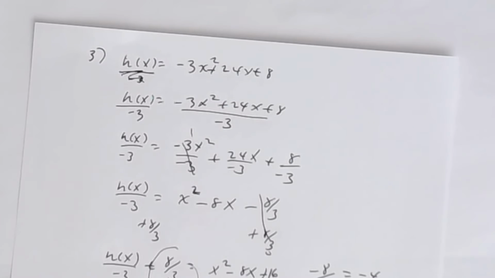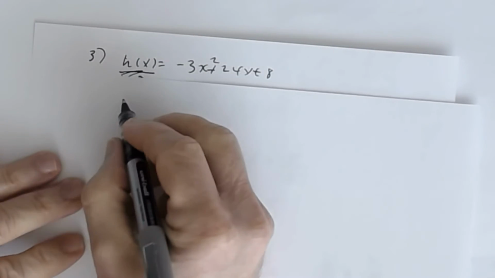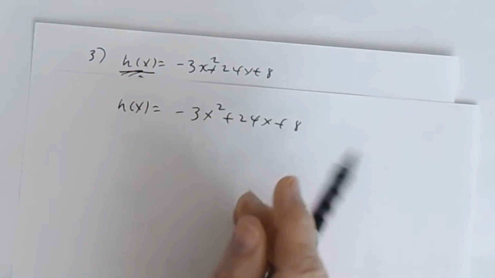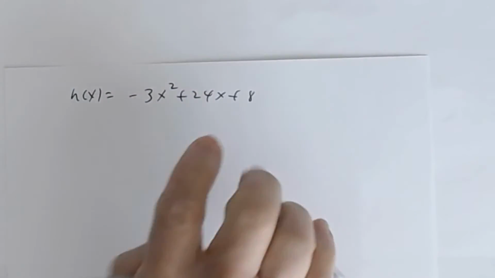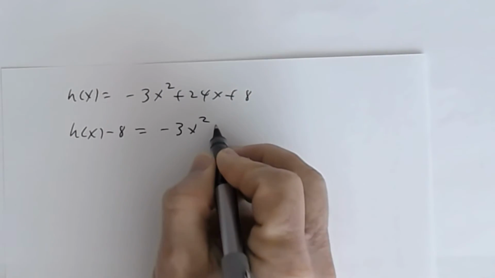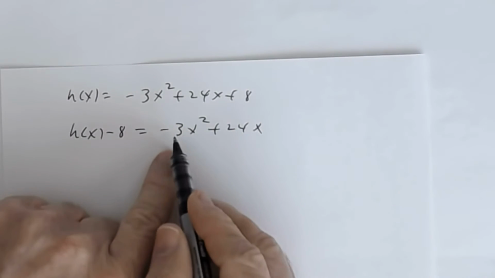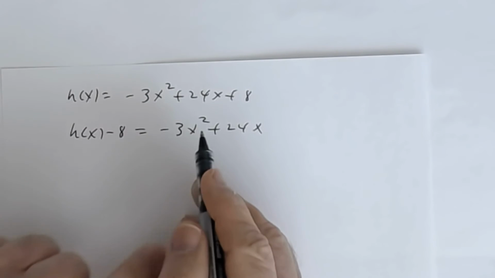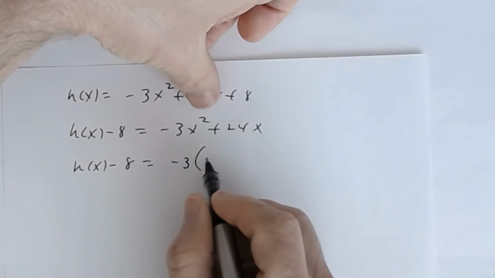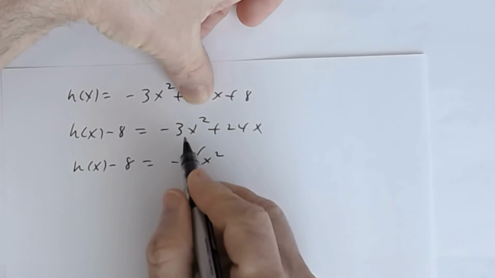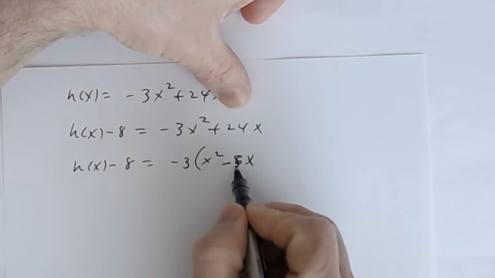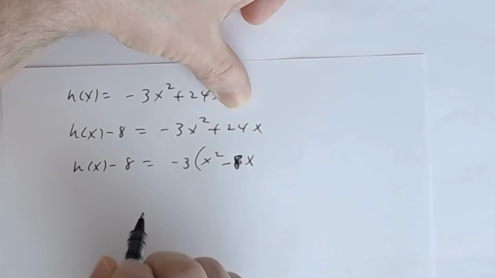All right, so let's go ahead and do it that other way. So I'm going to go ahead and rewrite this over just to show you. All right, now, so here's your steps. So now what you're going to do is subtract 8 from both sides. So I get h of x minus 8 equals -3x squared plus 24x. Now you're going to factor out a -3 from here because you got to get this x squared to have a coefficient of 1. So I got h of x minus 8 equals -3 times, now be careful, -3 times x squared is a -3x squared. -3 times -8x is a positive 24x, okay?